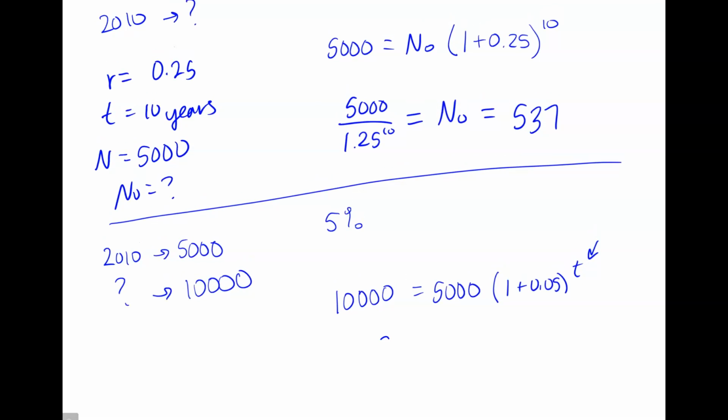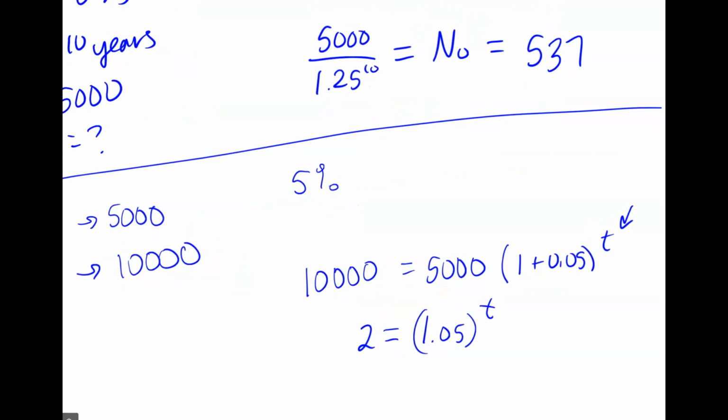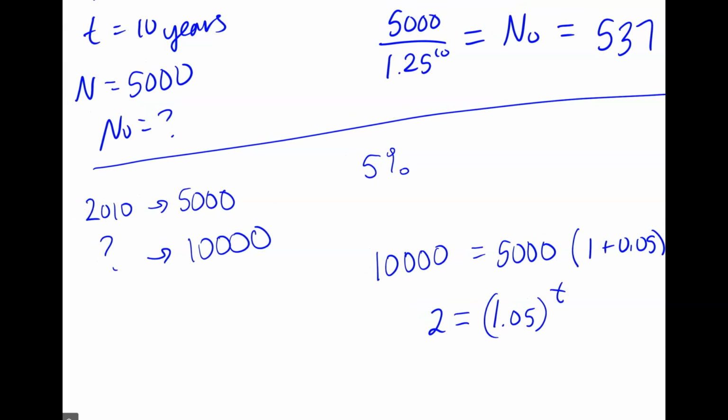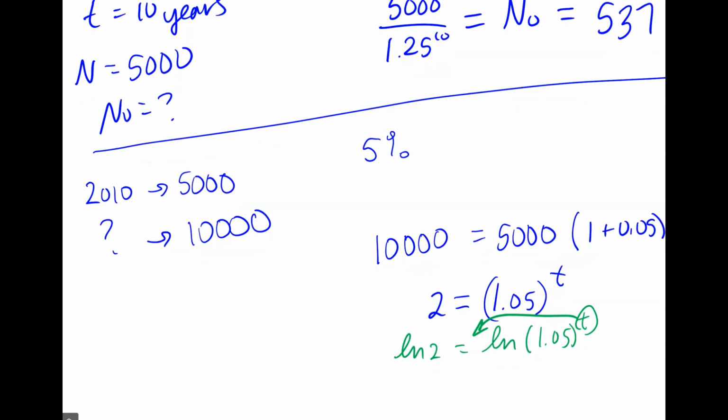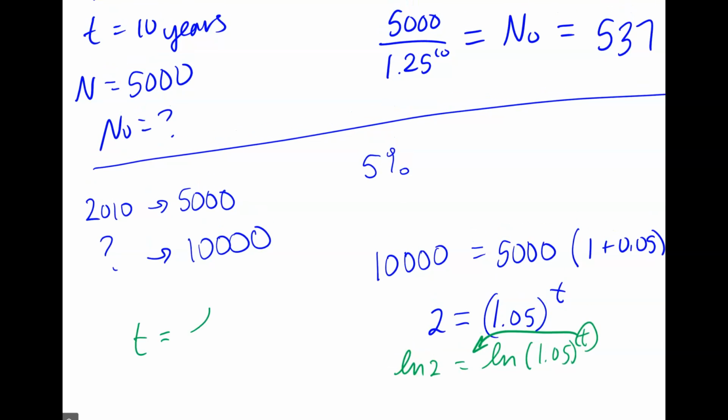So divide both sides by 5,000, right? 2 equals 1.05 to the t. Ooh, this is just like a problem we have done before. How do you get this by itself? You could take log of both sides. Here, I'm going to take ln of both sides. ln of 1.05 to the t power. I moved the t in front. Guess what t is equal to? ln of 2 over ln of 1.05.